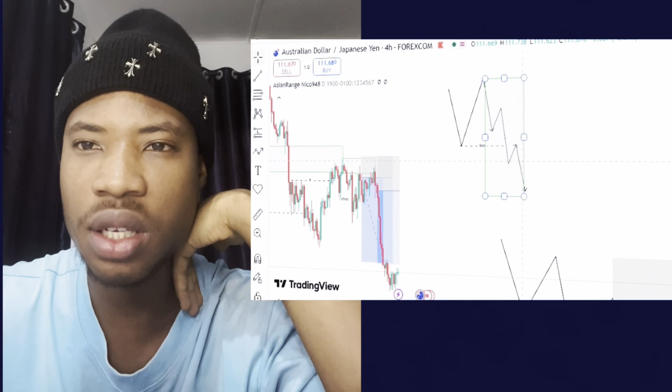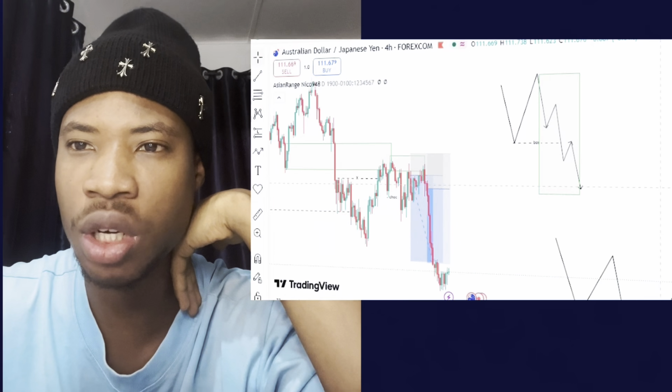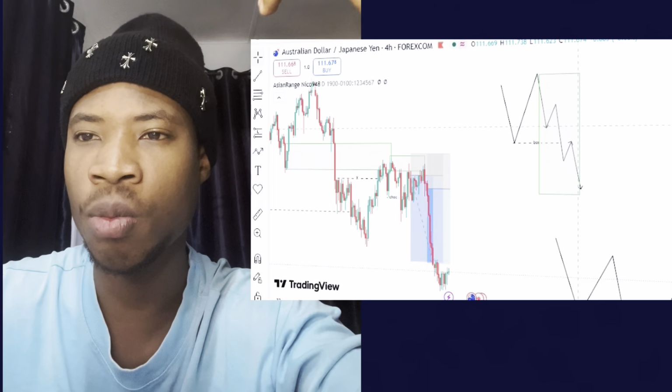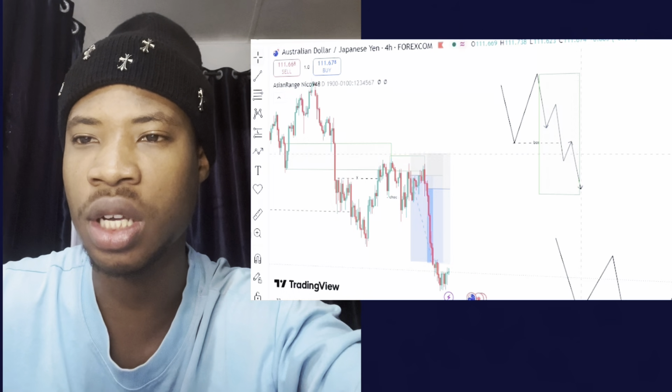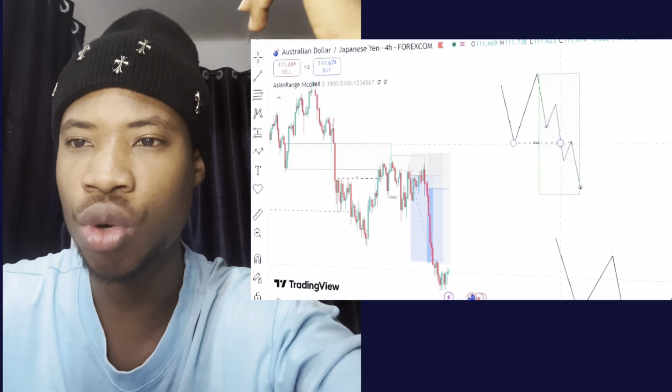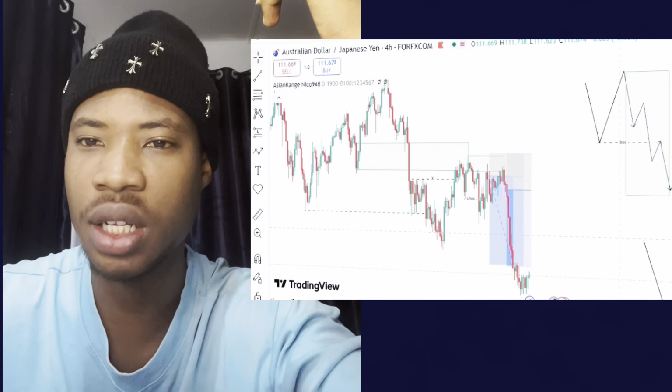So the first model is what I used here, my first model, which is what I'm going to discuss in this video. If you want to know more about this liquidity concept, you can watch my old videos where I discuss more on liquidity. This model is what I used to take this trade.